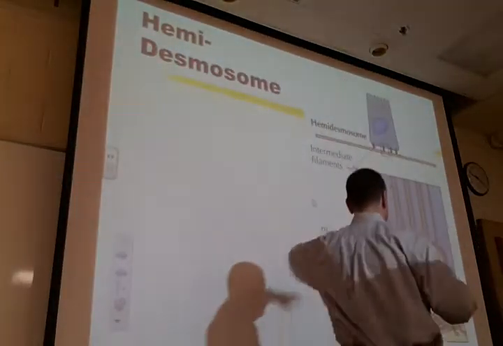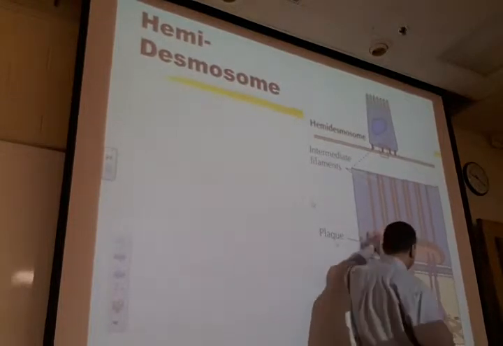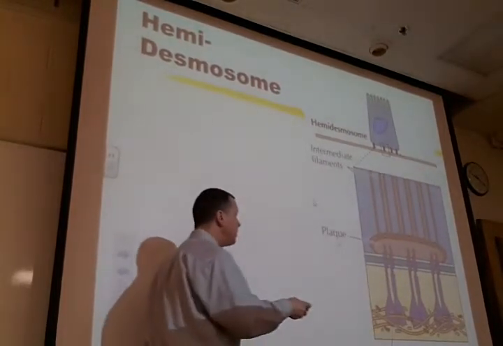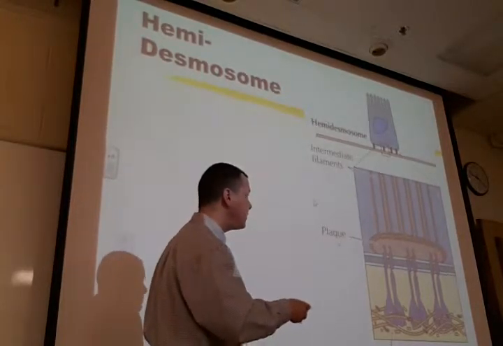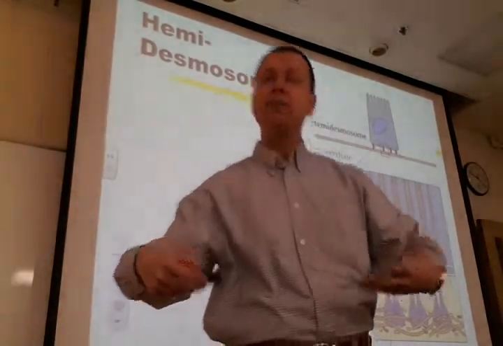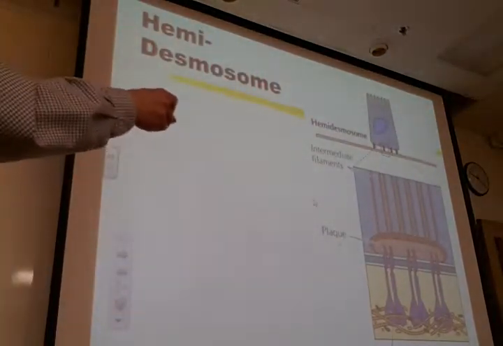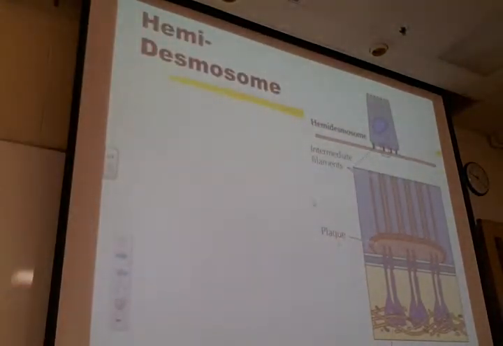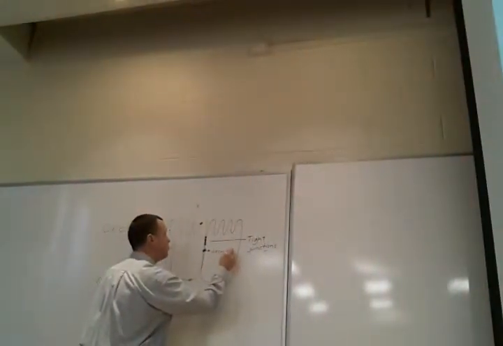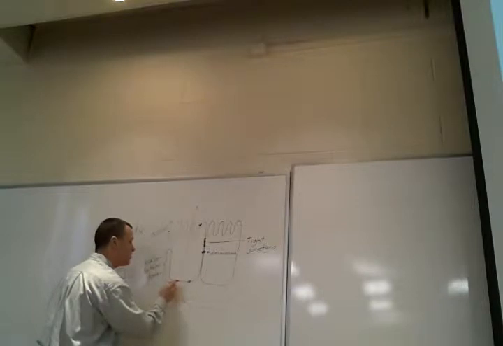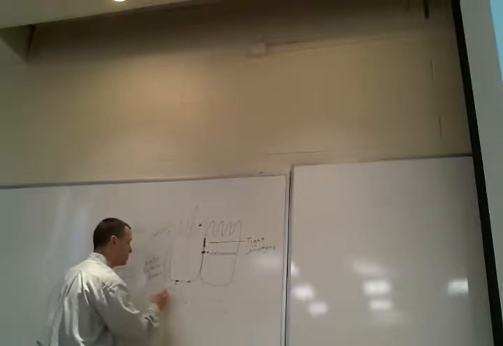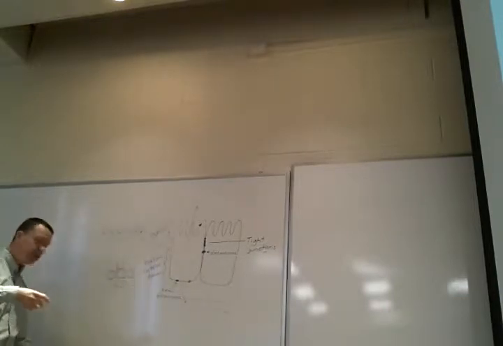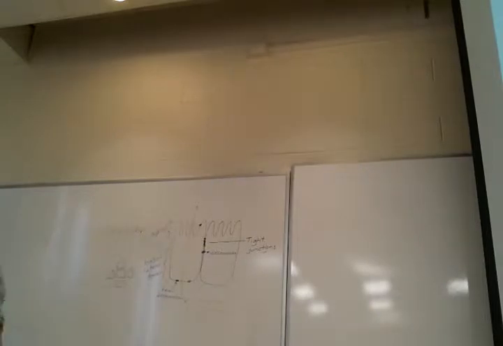It's the same thing, intermediate filaments, plaque, and cadherins, except in a hemidesmosome situation, those cadherins are interacting with the extracellular matrix rather than another cell. So these you usually find, as you see here, on the bottom part of the cell. So we typically see desmosomes on the side, and you see hemidesmosomes usually on the bottom, linking the cell to the extracellular matrix on the bottom, that basal lamina that we had seen earlier.